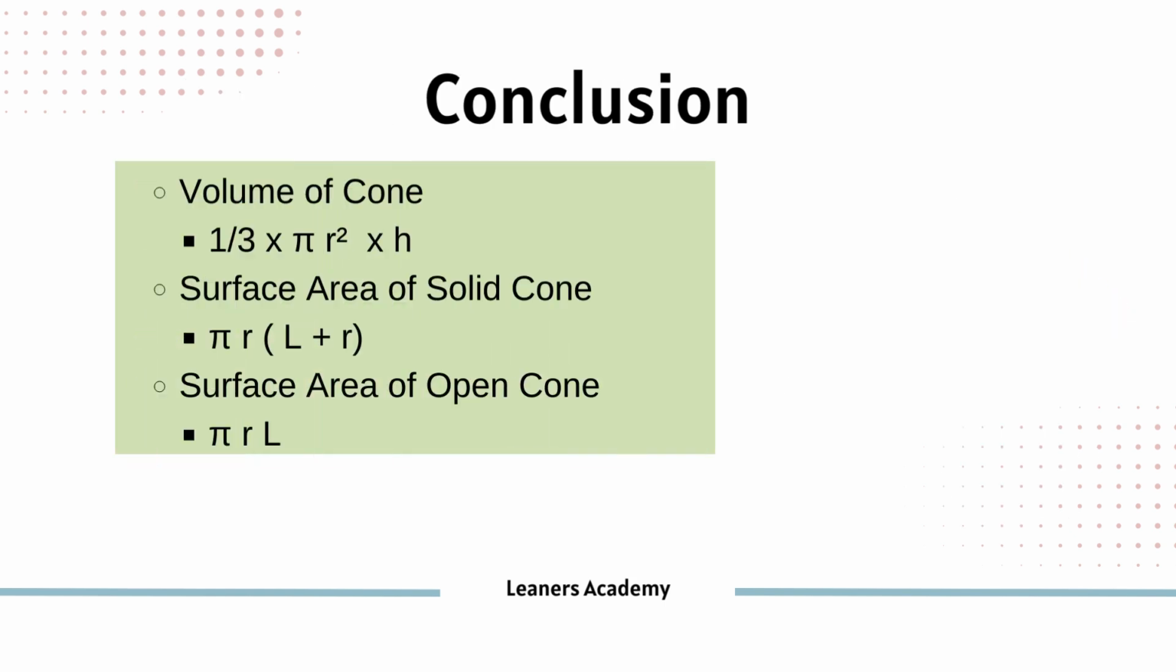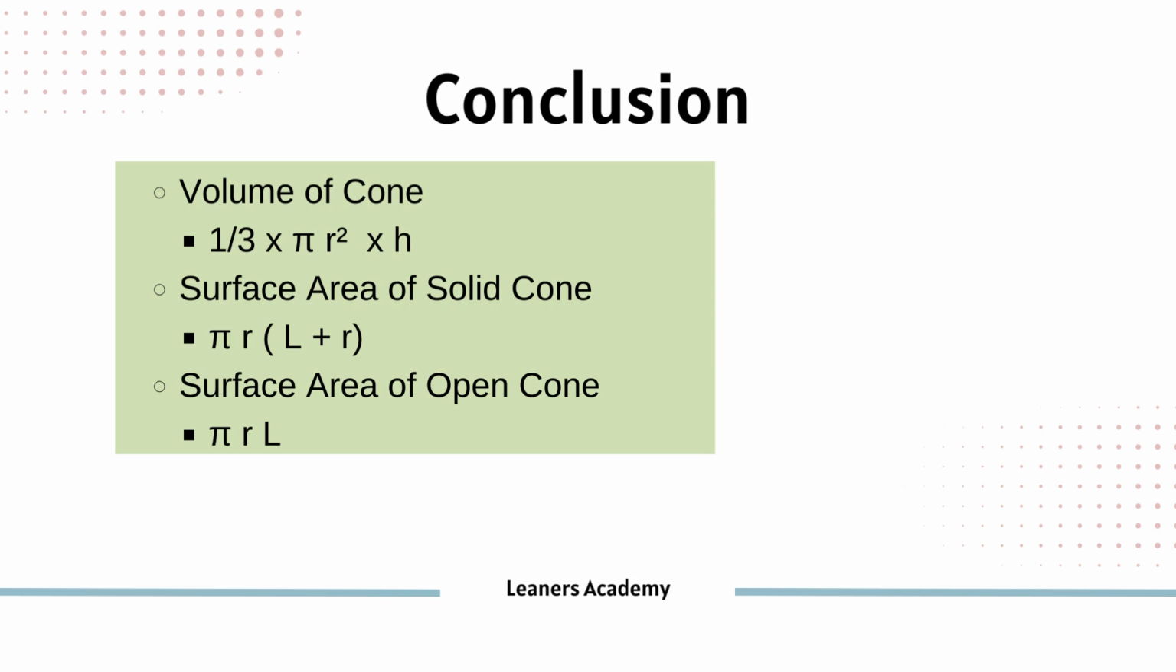In the end, let's go back and see what we have learned. The volume of the cone is 1/3 πr²h. Similarly, the surface area of the cone is π times the base radius multiplied by the sum of the slant height of the cone and the base radius. Mathematically, it can be denoted by πr(L + r).